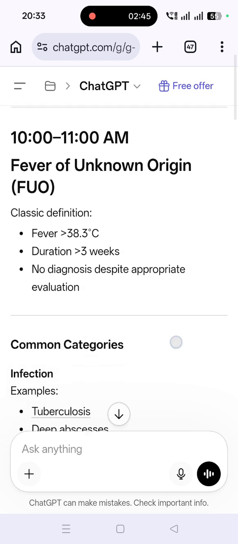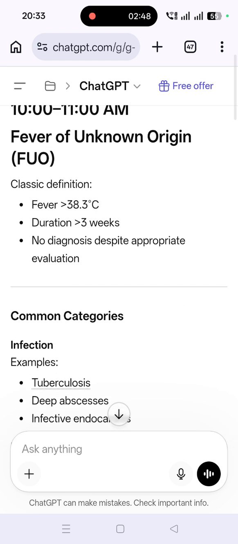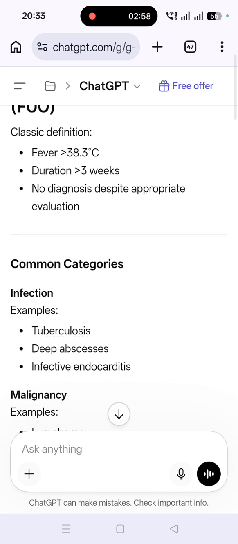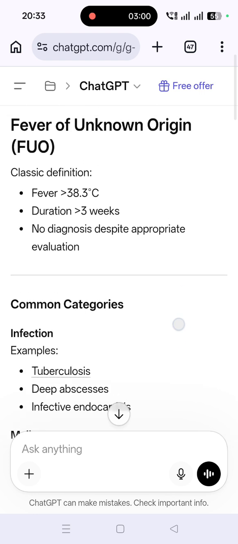So, fever of unknown origin, that is FUO. Its classic definition is fever more than 38.3 centigrade, duration more than 3 weeks, and no diagnosis despite appropriate evaluation.